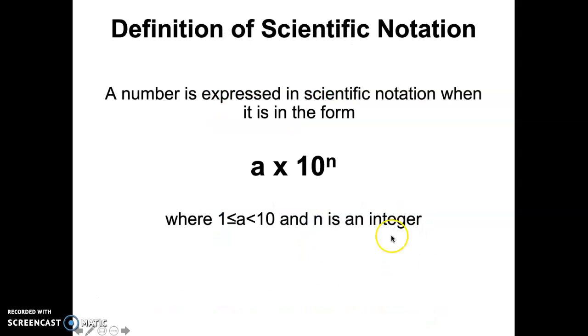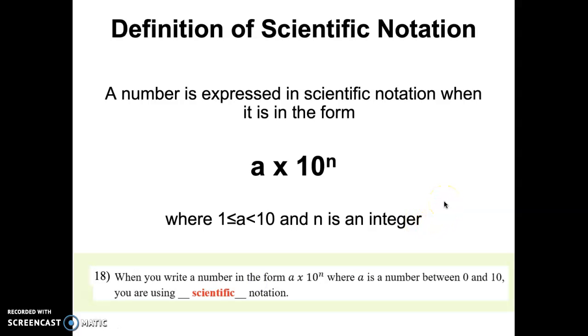All right, definition of scientific notation. A number is expressed in scientific notation when it's in this form: A times 10 raised to some power. I think before it was r, here they're using n. Where the factor out front, the A, is greater than or equal to 1, but at the same time less than 10. And n is an integer: -3, -2, -1, 0, 1, 2, 3, or bigger, or smaller.